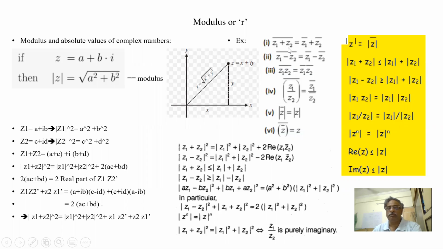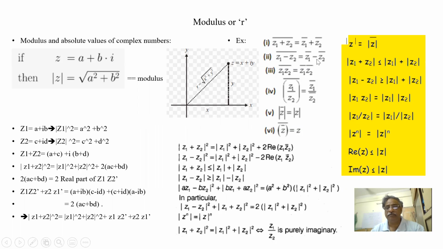Conjugate of Z1 plus Z2 is equal to Z1 bar plus Z2 bar. It is simple. If Z1 is a plus ib, Z2 is c plus id. So what is Z1 plus Z2? Z1 plus Z2 is this one. So bar means minus will come here: a plus c minus i into b plus d. So what is Z1 bar? a minus ib. Z2 bar, c minus id. When I add these two, a plus c minus i into b plus d. Same. So conjugate of Z1 plus Z2 is equal to Z1 bar plus Z2 bar.